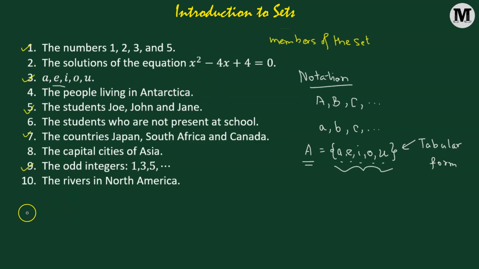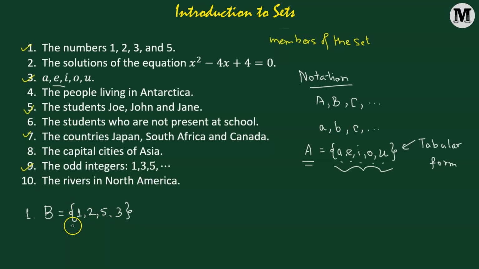So here in number 1, let's say we represent it by the letter B. So B is going to be the set. This will be equal to, we're going to use the braces, and inside the braces we're going to list the numbers in any order we like. So we can write 1, 2, 5, 3. Here the order does not matter as long as we list all the elements within the braces.